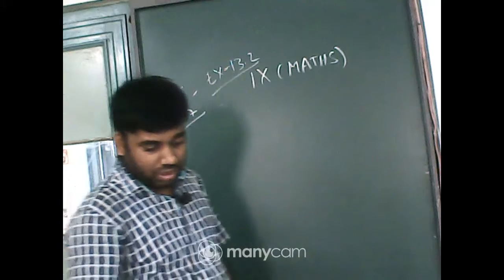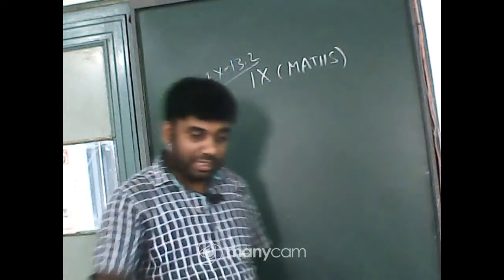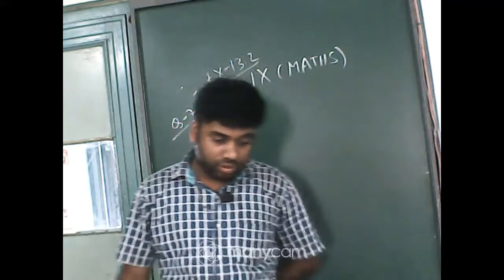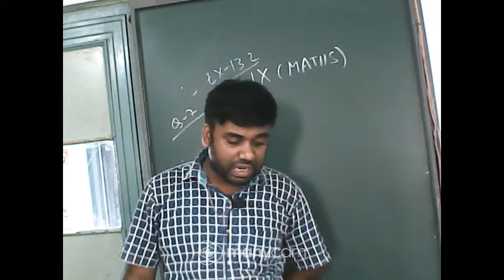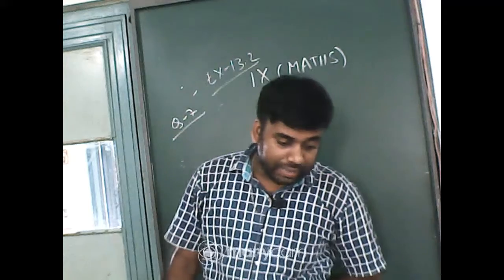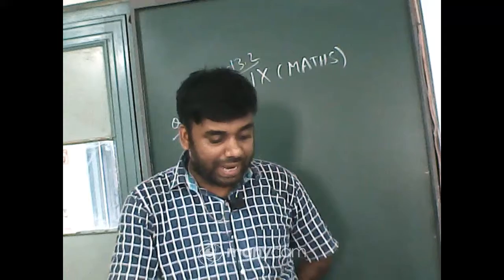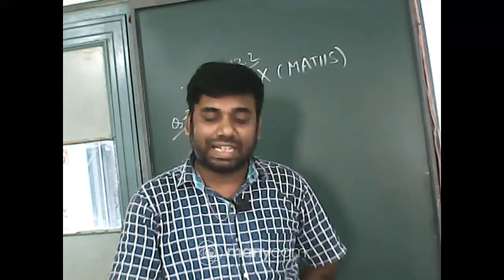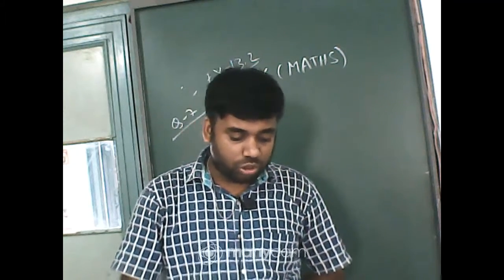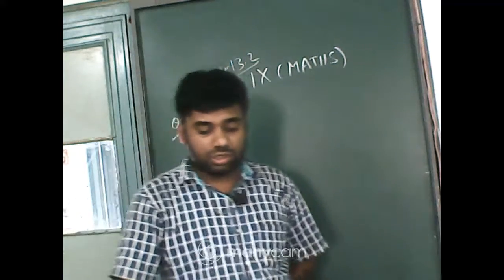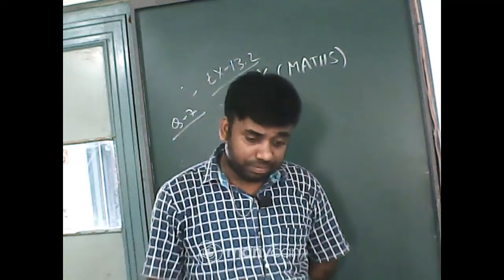Question number 7. The inner diameter of a circular well, that well is also a cylindrical shape, is 3.5 meter and deep 10 meter. That is, diameter 3.5 meter and deep 10 meter. Find its inner curved surface area, and cost of plastering at the rate 40 rupees per meter square.